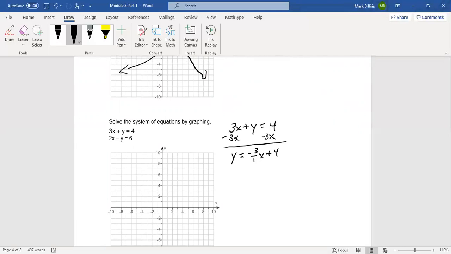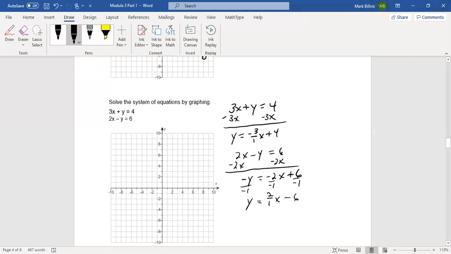For my second equation, I start with 2x minus y equals 6. I'm going to subtract 2x from both sides. This gives me -1y equals -2x plus 6. And then to make this a positive y, I'm going to divide everything by -1. So y would equal a negative over negative is a positive, so 2 over 1x, and a positive divided by a negative is a negative. So -6.